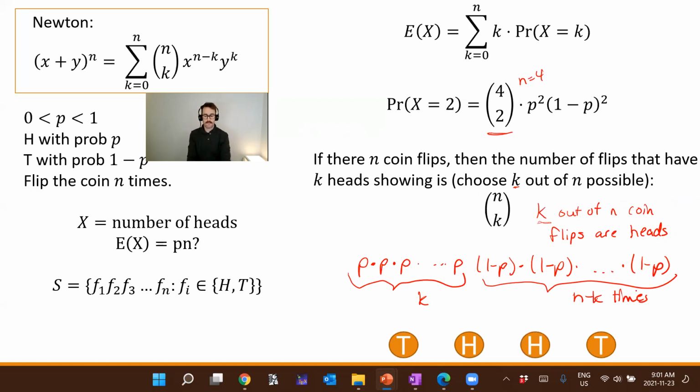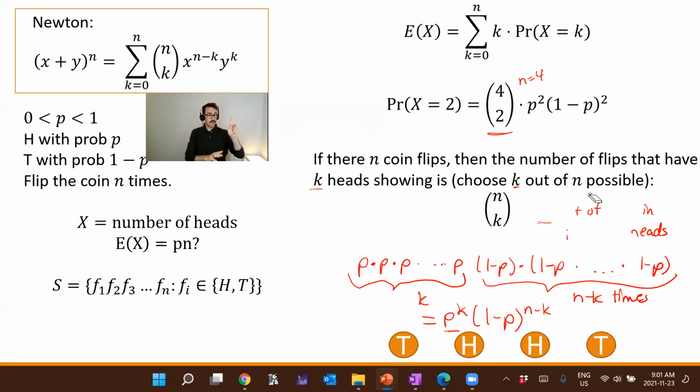So in other words, we can rewrite all of that as P to the k times 1 minus P to the n minus k. So the probability of each of the events where k out of n heads are showing is P to the k times 1 minus P to the n minus k.